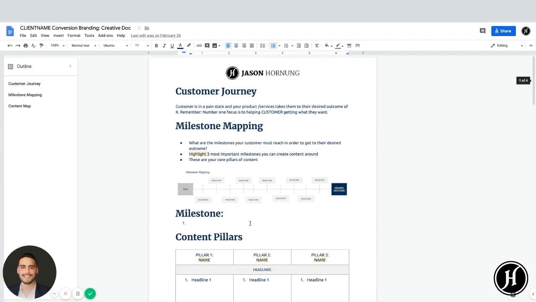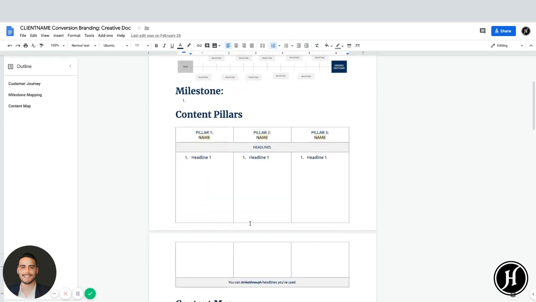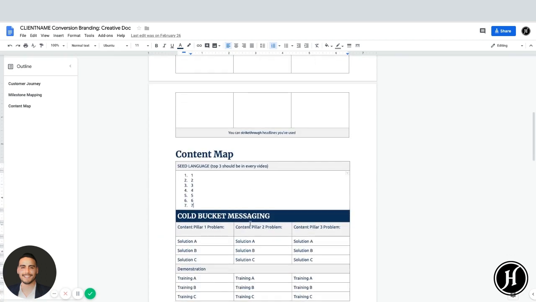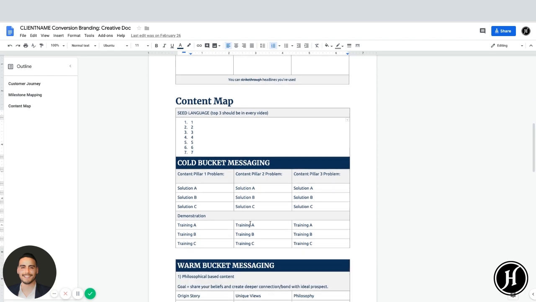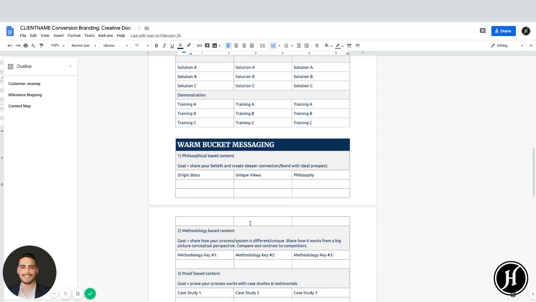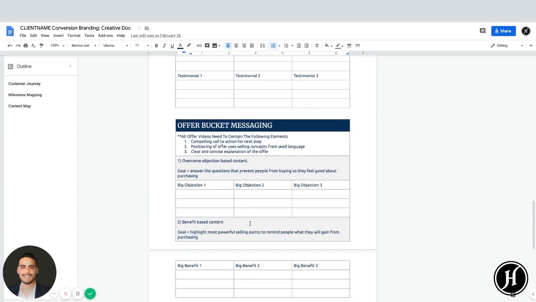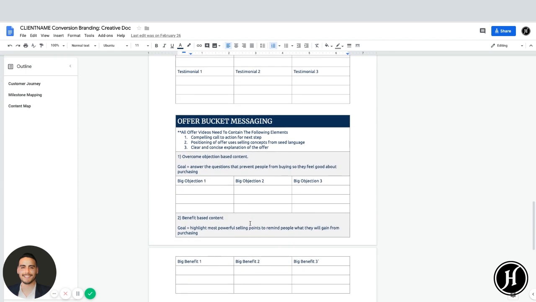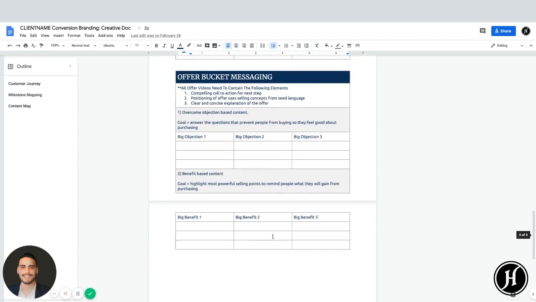Now, once you have that, you understand your customer's journey, you understand your content pillars, you understand the language you want to use and the themes you want to instill in your customers' minds, then you can just create simple messaging around, cold bucket messaging, pretty much like what we talked about. Cold messaging is problem solution, right? Warm messaging is why you got into business, or your unique methodologies, or case studies or testimonials. And then offer is pretty much straight up offer copy. This is what I've got. This is how it can help you and overcome objections. That's pretty much the simple way of explaining everything.